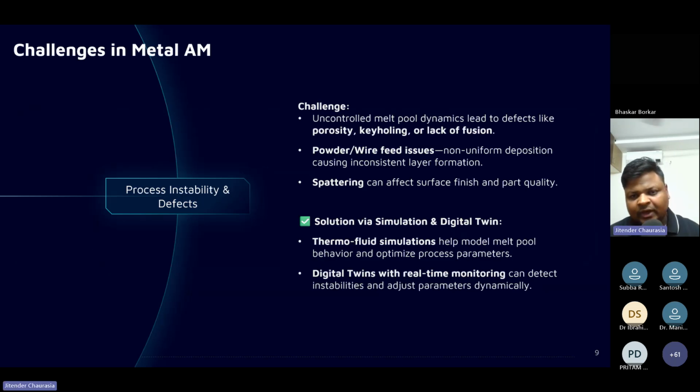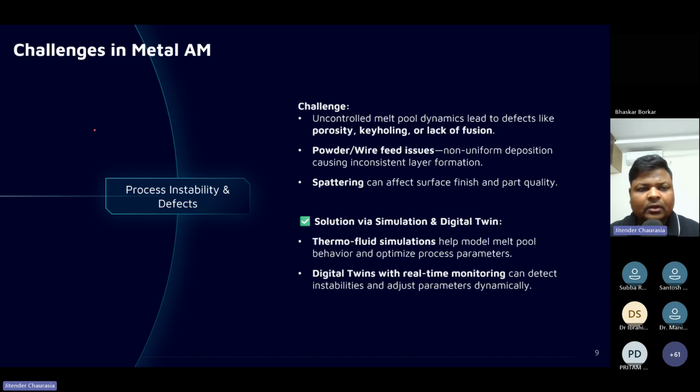Now, challenges in metal AM processes. Why am I telling you the challenges in metal AM techniques? Because once we know the challenges, I will tell you how simulation and digital twin, these kinds of modern techniques, as I call them, will help us find more and better solutions. The first thing is process instability and defects. As these processes are evolving, these processes are even yet to be understood.